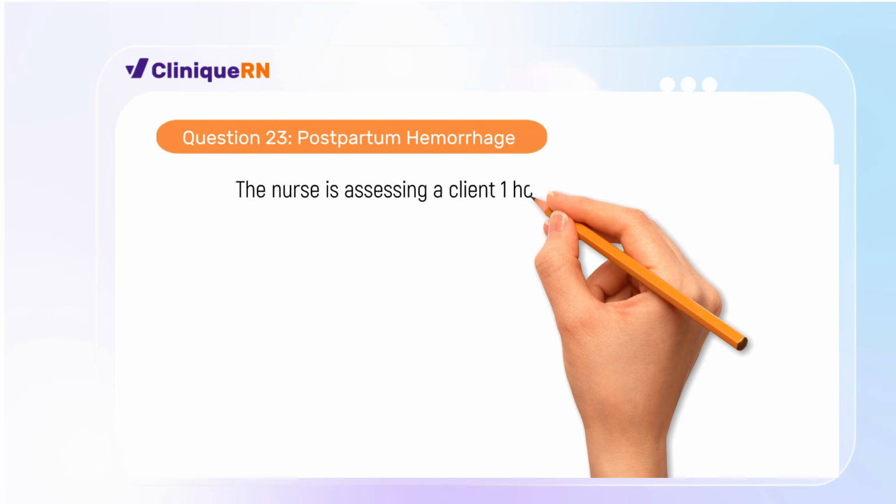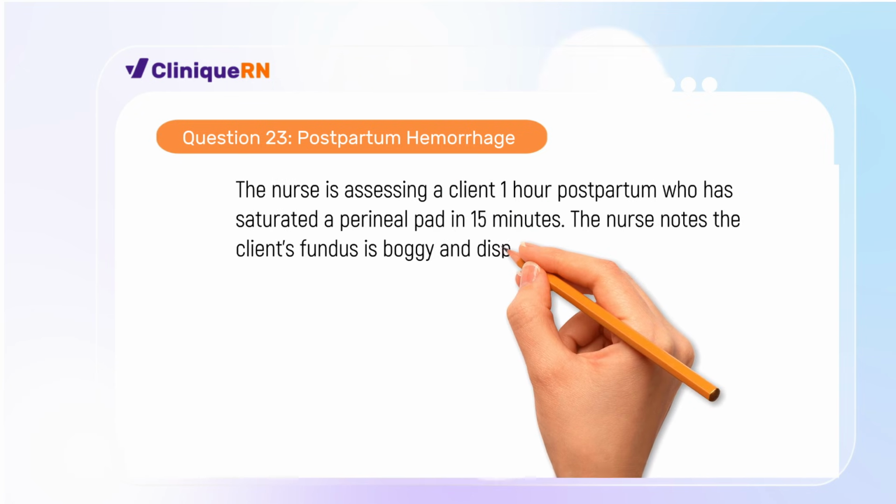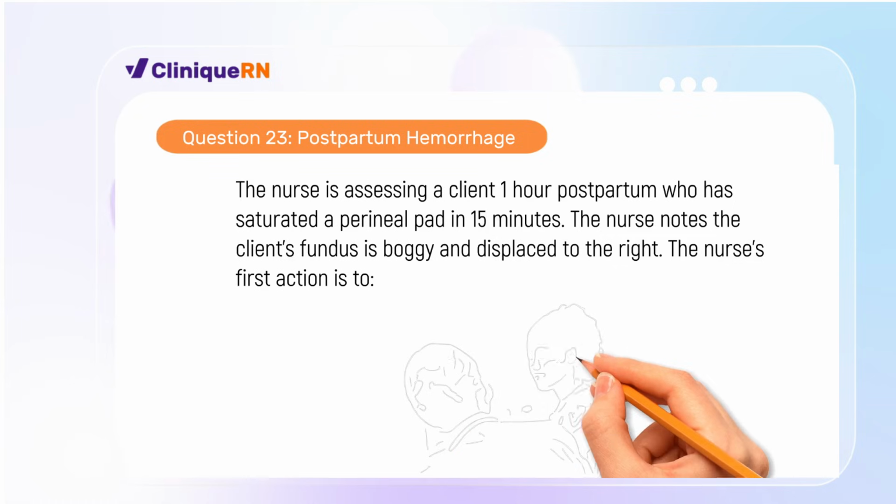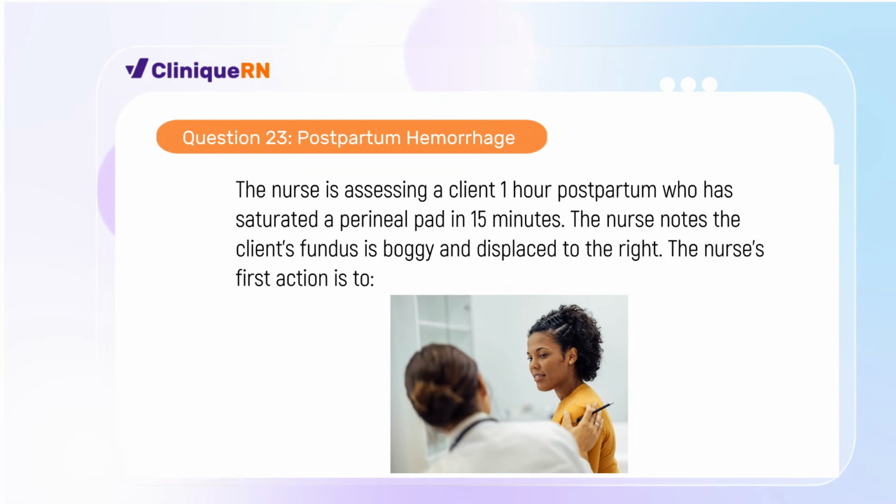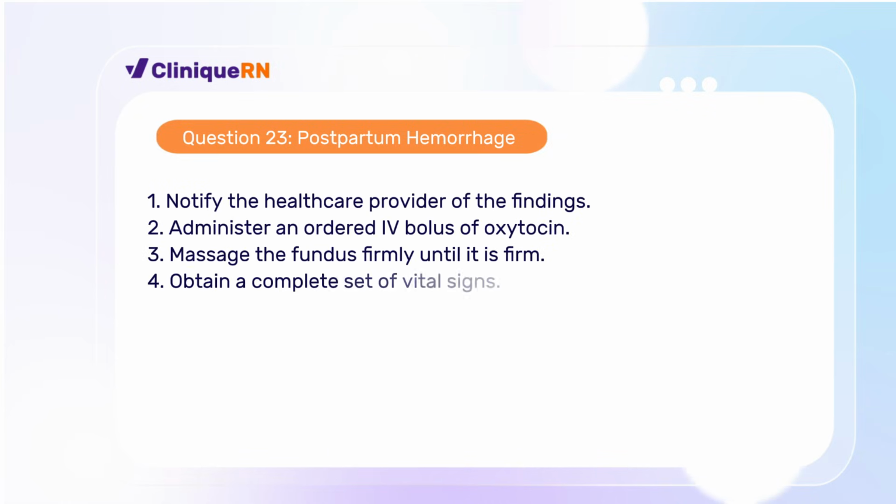Question 23. Postpartum hemorrhage. The nurse is assessing a client 1 hour postpartum who has saturated a perineal pad in 15 minutes. The nurse notes the client's fundus is boggy and displaced to the right. The nurse's first action is to 1. Notify the healthcare provider of the findings. 2. Administer an ordered IV bolus of oxytocin. 3. Massage the fundus firmly until it is firm. 4. Obtain a complete set of vital signs.